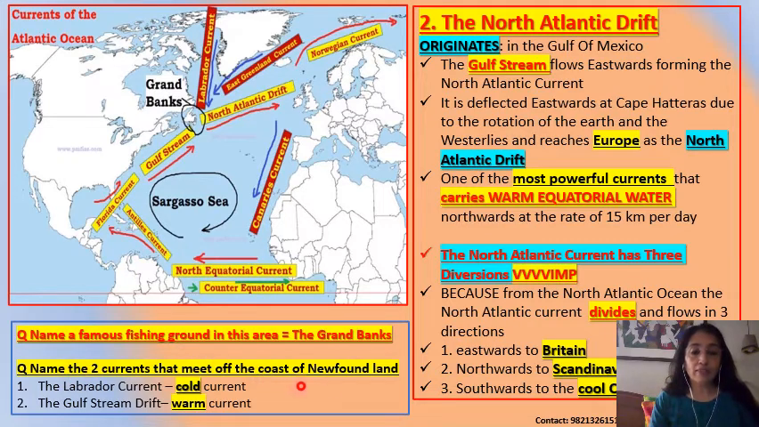Then name the two currents that meet off the coast. This is Newfoundland. The currents that meet here are the Labrador current and the Gulf Stream drift. Please learn it properly. These currents coming from Alaska, from the Arctic, can't be warm. Those coming from the equator are warm. From the Arctic are cold. The cold Labrador current meets the warm Gulf Stream drift in this area called Newfoundland.